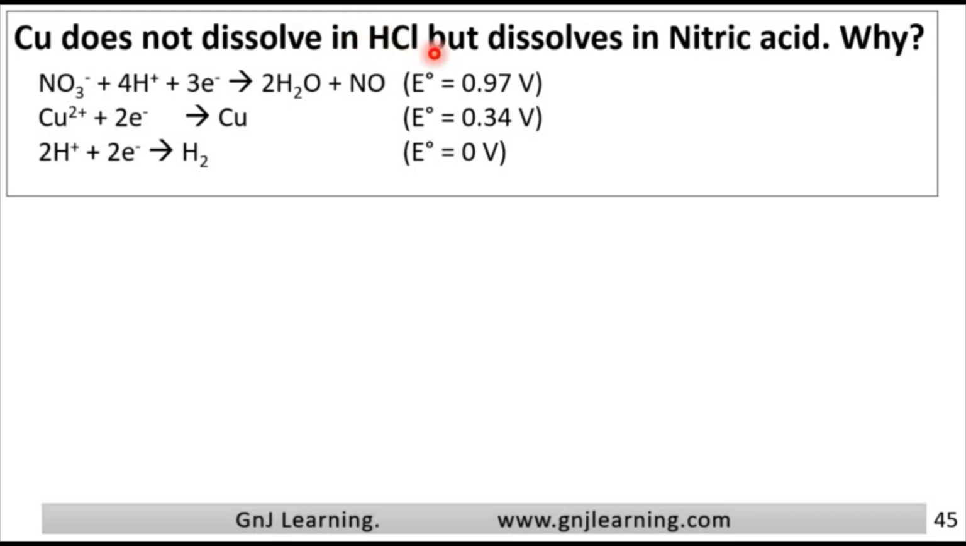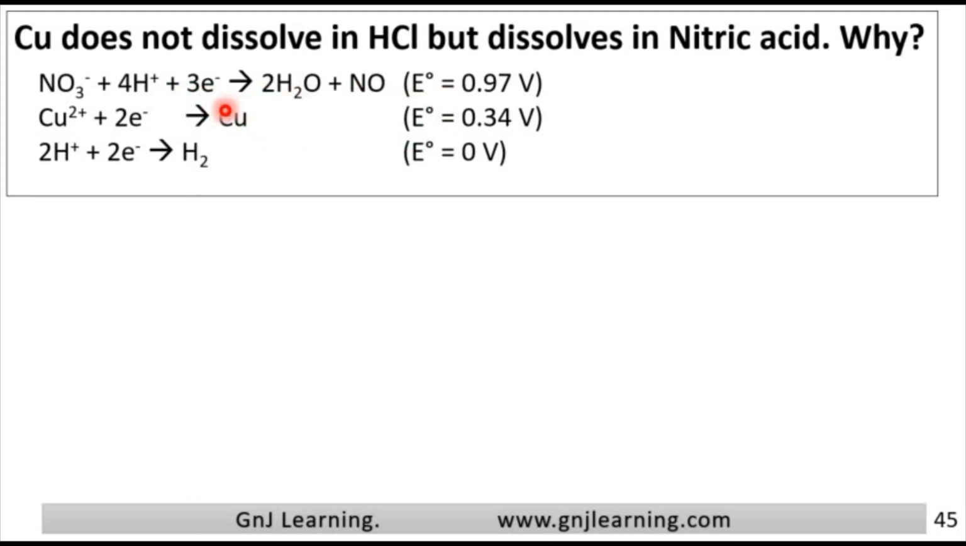Cl is in its reduced state, so there is only one oxidized form, that is H plus. Whereas in nitric acid, you have H plus as well as nitrate, which will help further reduction. If you look at the compound, you can see that nitric acid has H plus as well as nitrate, and the E0 value of nitrate is higher than that of copper.